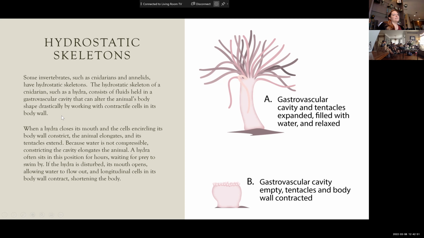So these are cnidarians, annelids. They're the ones with the hydrostatic skeleton. Hydra consists of fluid, that whole gastrovascular cavity thing, and it shapes them really, pretty much what it does. So when a hydra closes its mouth and the cells encircling its body constrict, the animal elongates, its tentacles extend. So they use this to move.